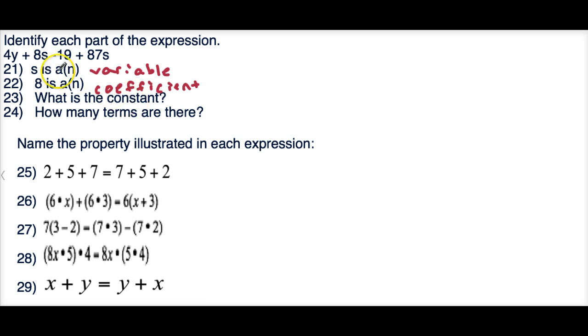The constant in this problem is 19. So 19 is your constant. And then how many terms are there? So we have 1, 2, 3, 4 terms in this problem. They're separated by addition and subtraction signs.